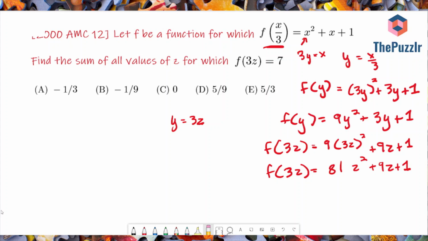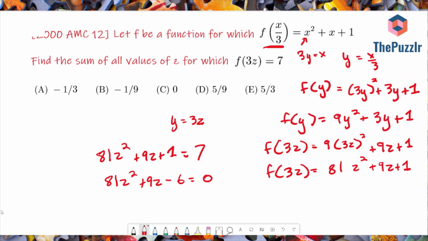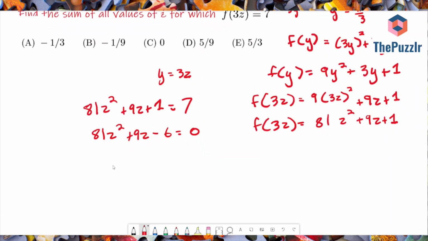We know that 81z squared plus 9z plus 1 is equal to 7. So 81z squared plus 9z minus 6 is equal to 0. Okay, now we can divide all the terms by 3. So we get 27z squared plus 3z minus 2 is equal to 0.